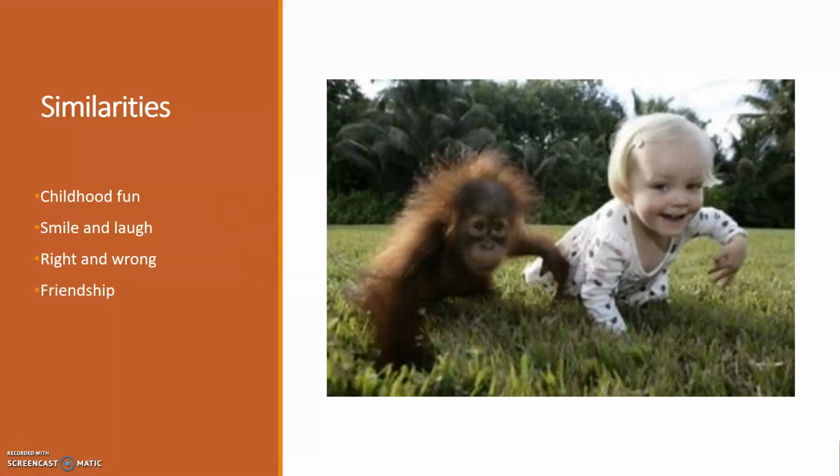Aside from all the differences, humans and apes are found to be alike in some ways. For example, young apes like to play and have fun just like toddlers during their childhood. They can also smile and laugh and show emotion. Apes are able to tell right from wrong, and they also seek friendship just like we do.